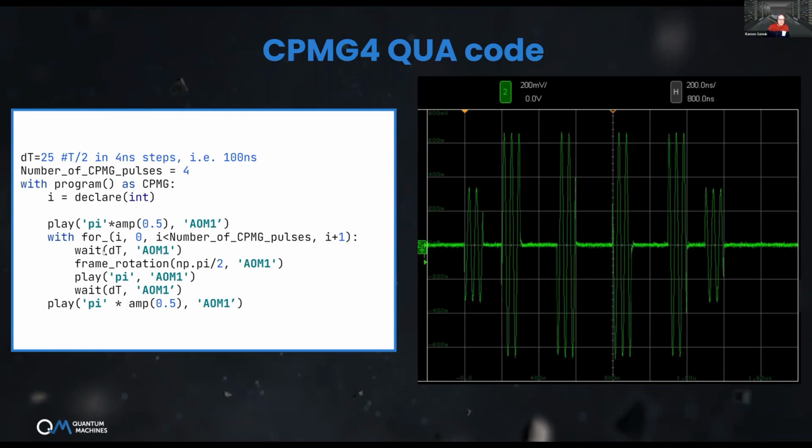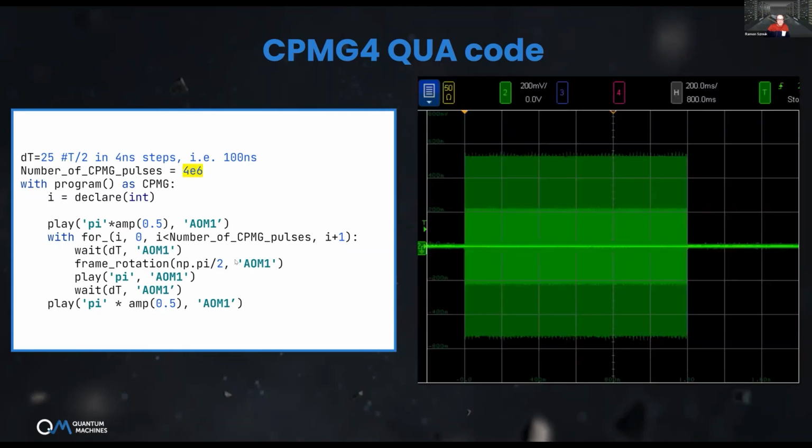Waiting is done here. It's in units of the clock of 4 nanoseconds because the clock is 250 megahertz. So when I say 25, it's 100 nanoseconds. And so the spacing between 2 consecutive pulses is 200 nanoseconds. And the frame rotation, I'm rotating by pi over 2. This takes 0 latency to do. For long pulses, also changing the frequency takes 0 latency.